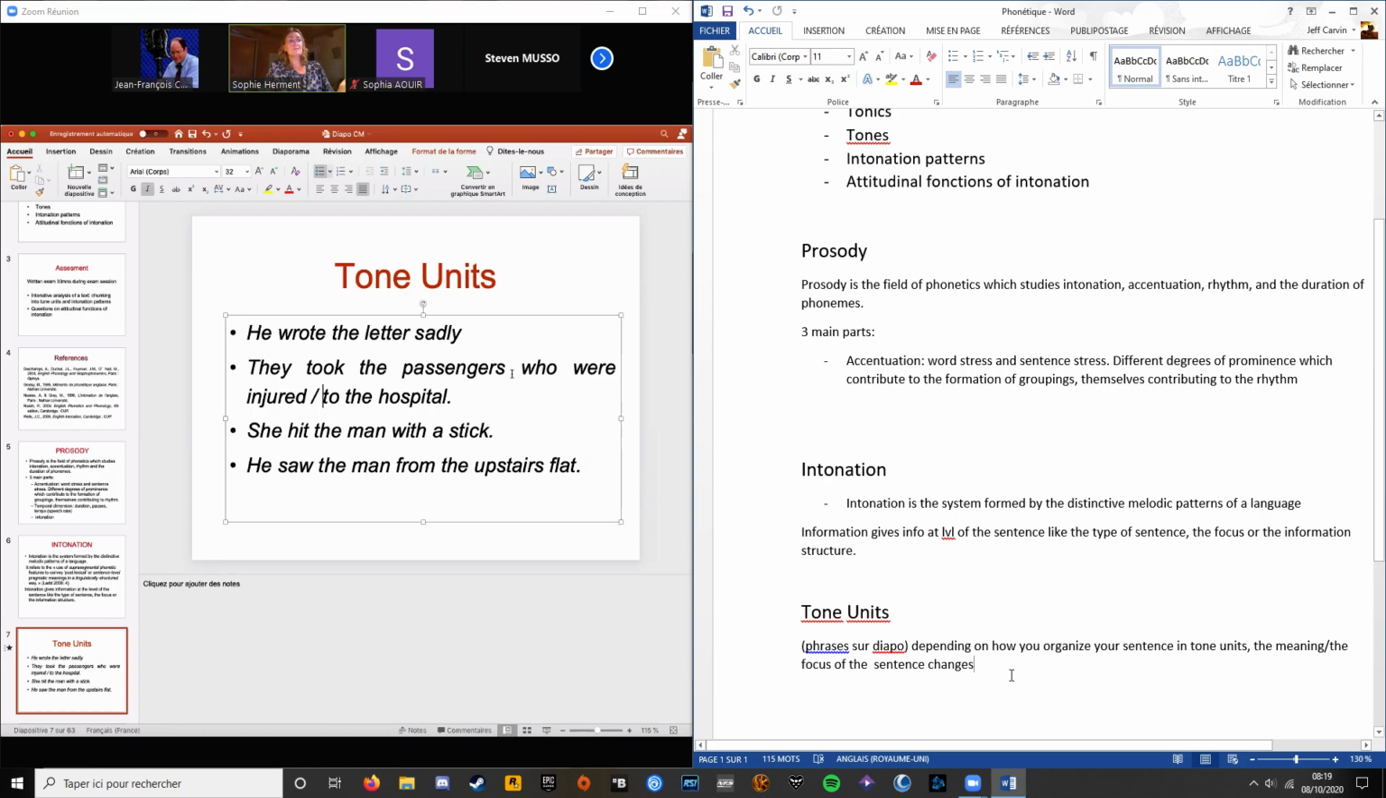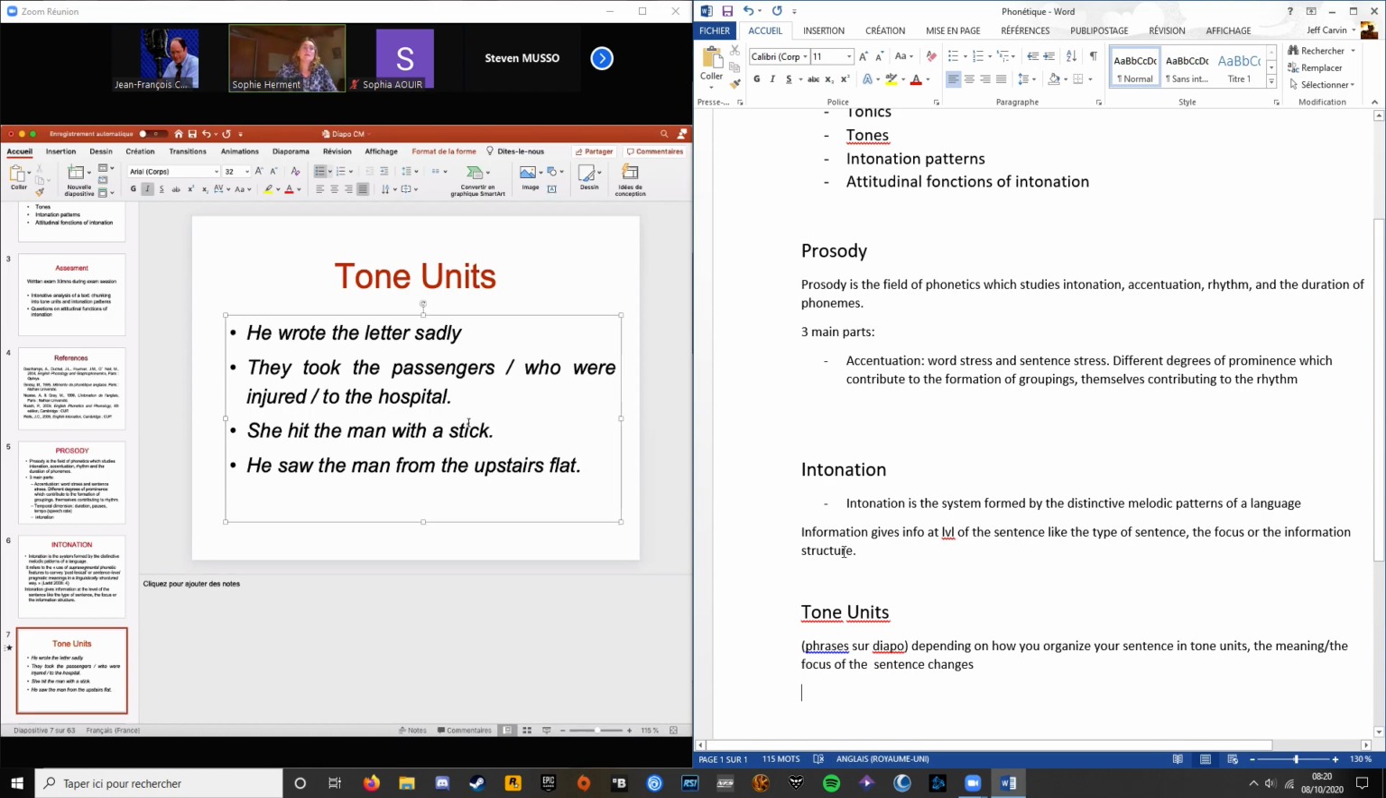Now, you can pronounce the sentence like this. They took the passengers, who were injured, to the hospital. And here you have two divisions. So in fact, you have three tone units: one, two, three. And if you say it like this, it means that all the passengers were injured and they were all taken to the hospital.